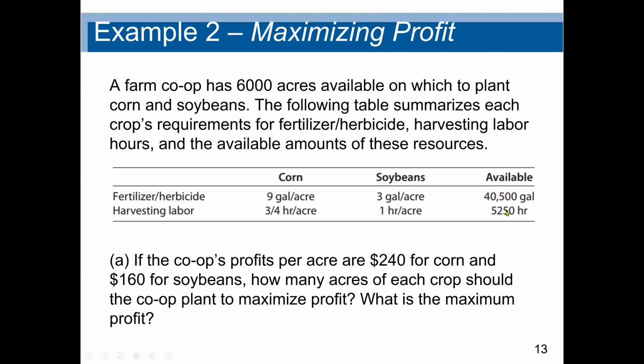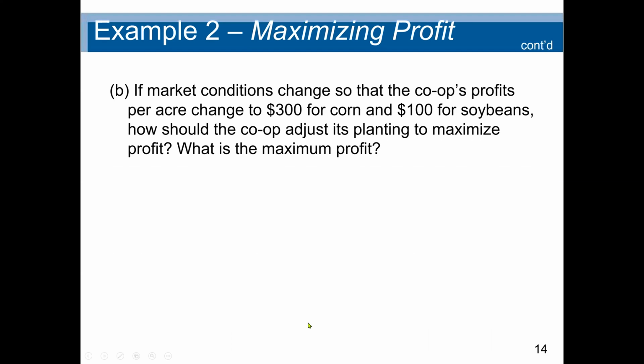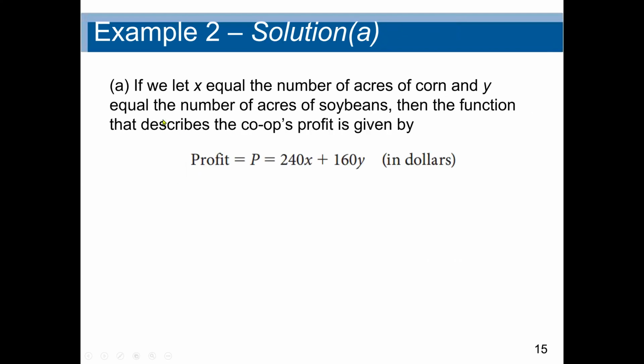Now, the question says, if the co-op's profit per acre is $240 for corn and $160 for soybeans, how many acres of each crop should the co-op plant in order to maximize the profit? And also, what is the maximum profit? Now, the second part is, if the market condition changes so that the co-op's profit per acre changes to $300 for corn and $100 for soybeans, how should the co-op adjust its planting to maximize profit? And also, what is the maximum profit? So let's start with part A.